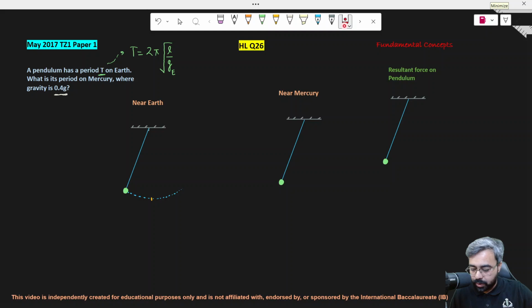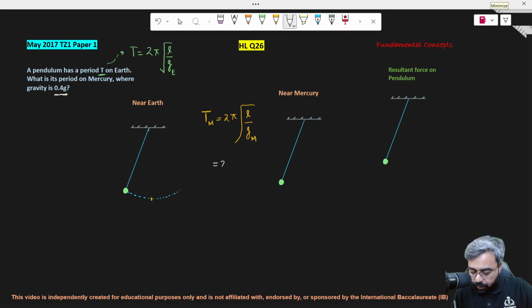What is one cycle? On Mercury it will go to the other extreme position and then back to its original position. What time does it take? We know that the time period on Mercury, let's say T_m, is equal to 2 pi square root of the same length divided by the gravitational field strength on Mercury.